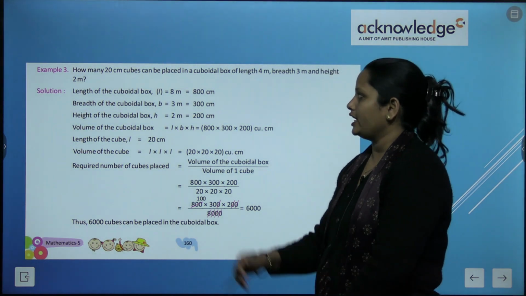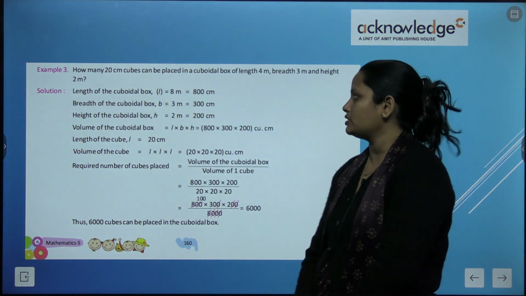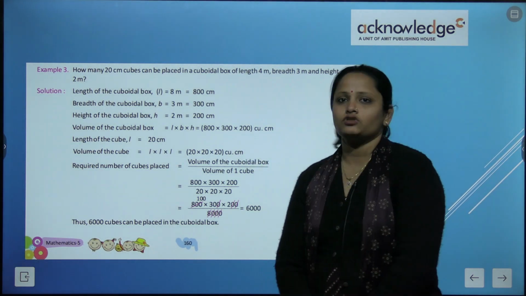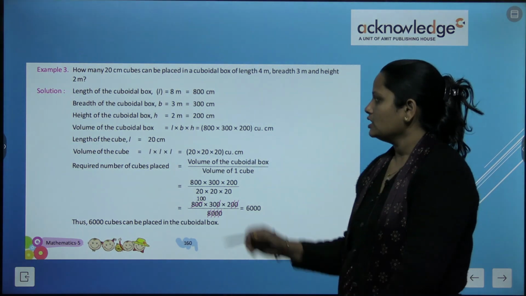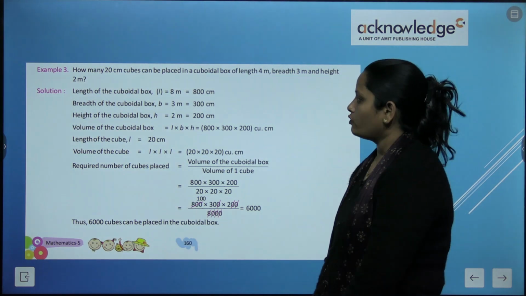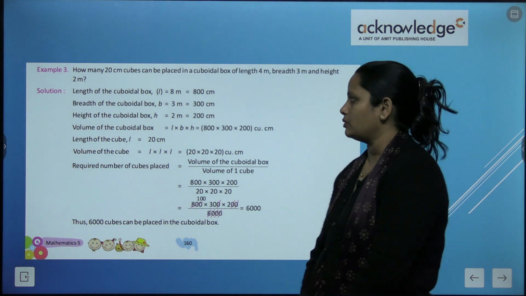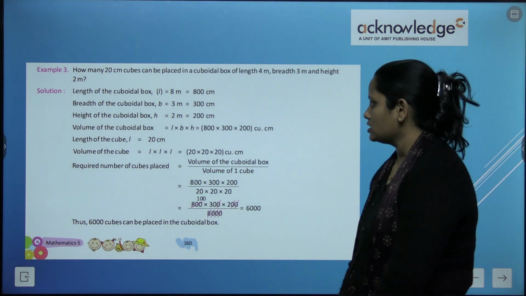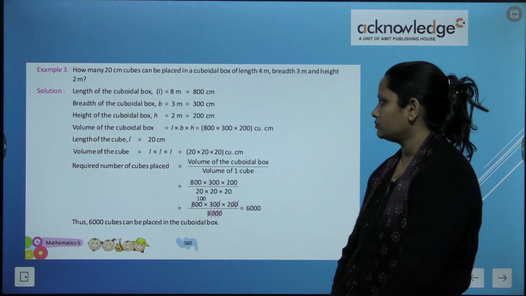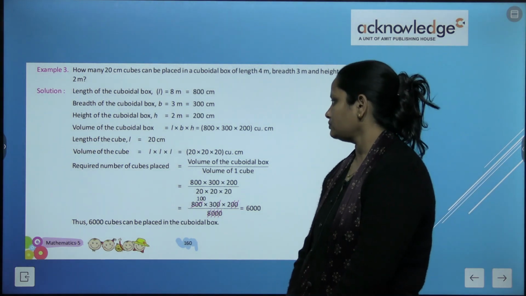सो हमने 8 मीटर को कन्वर्ट किया तो 800 सेंटीमीटर, 3 मीटर बिकम्स 300 सेंटीमीटर एंड 2 मीटर बिकम्स 200 सेंटीमीटर. अब हम इन तीनों का क्या निकाल देंगे? वॉल्यूम निकाल देंगे. So the formula of volume is length multiply breadth multiply height. अब इन सबको हमने multiply किया.